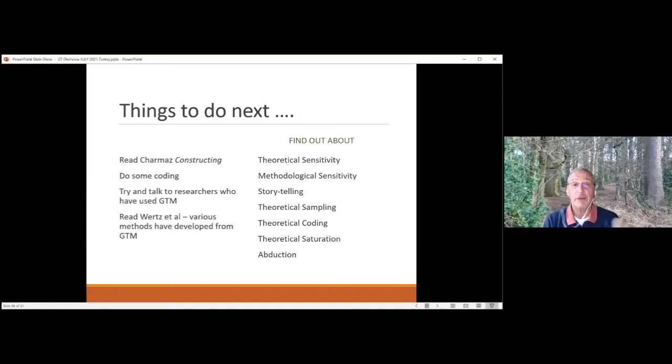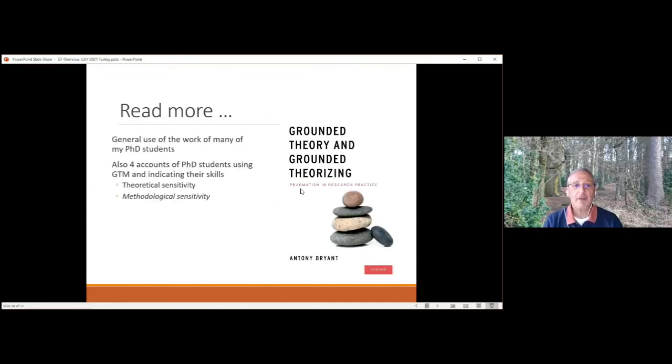Do some coding. If you've never done any coding, try it. Talk to researchers who've used GTM. Read this book by Wertz that's in the next slide, okay? And find out about some of these things, okay, if you're going to do it. If your library has my book or you can get access to it, read particularly chapter 19, which is where four of my PhD students write about their experience of using grounded theory. I didn't edit it. I asked them to do it. They were terrific. And it's there in their words, okay, not mine.